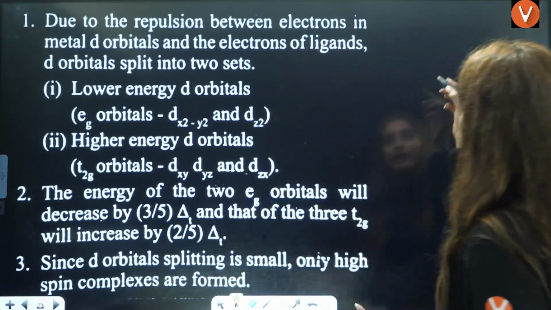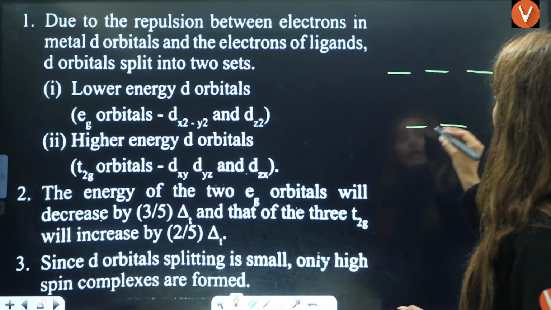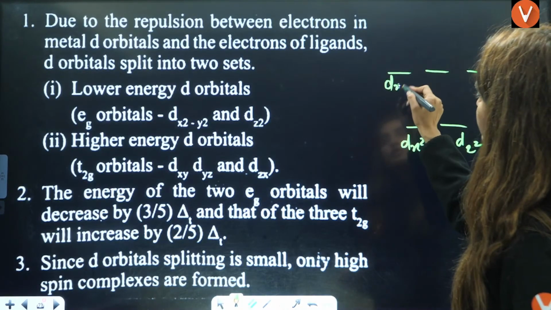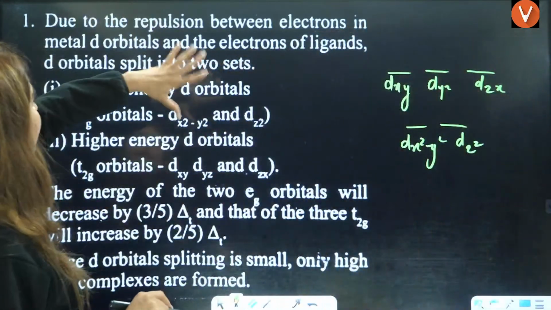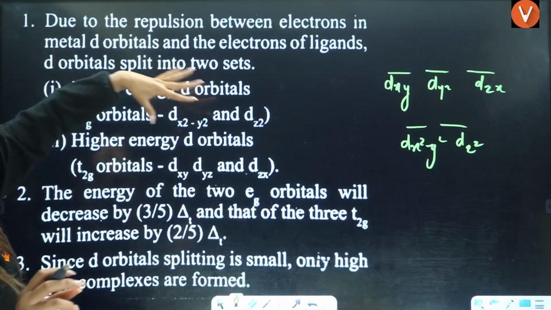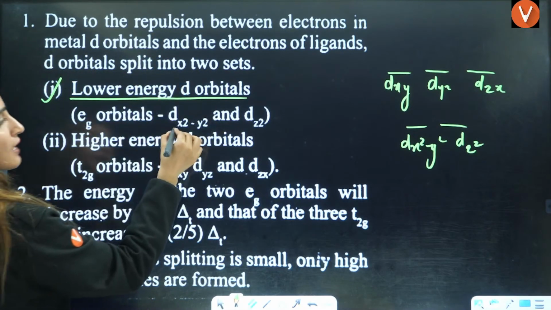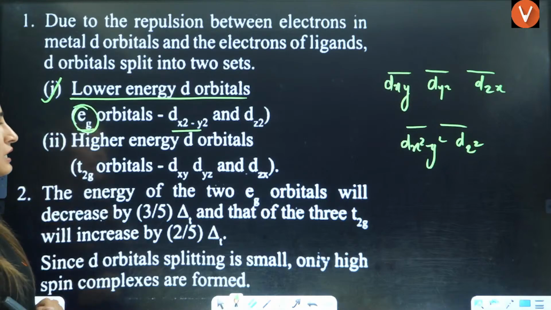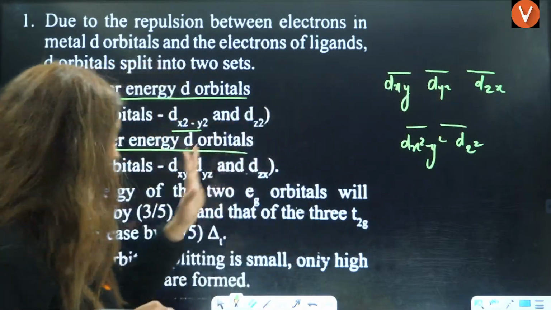If I tell you that it will be totally opposite, 3 orbitals above and 2 orbitals below, right? Here it is dx square minus y square, this is dz square, this is dxy, this is dyz, this is dzx, right? Due to repulsion between electrons in metal d orbitals, firstly all are degenerate. Due to the repulsion, the d orbitals split into 2 sets. First set is lower energy d orbital, that is dx square minus y square and dz square. That is called Eg, right? Higher energy d orbital is dxy, dyz, dzx, right?